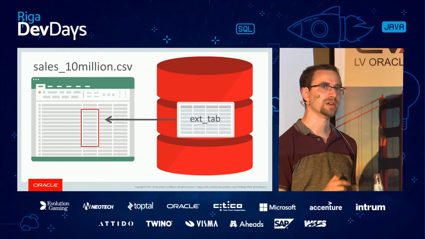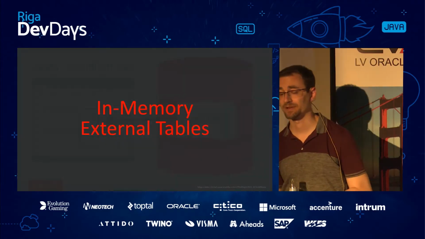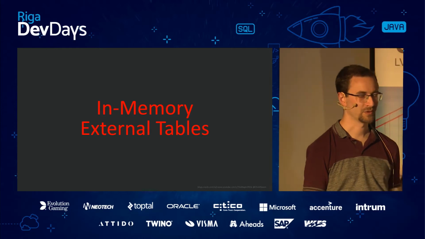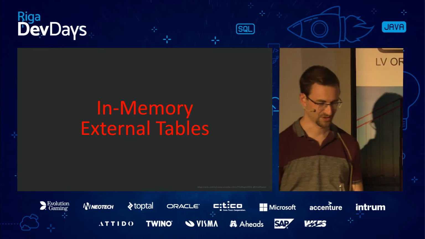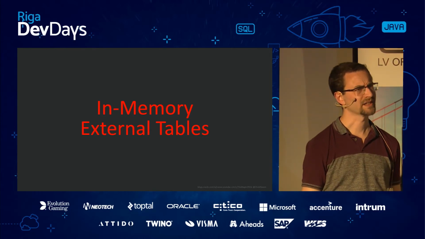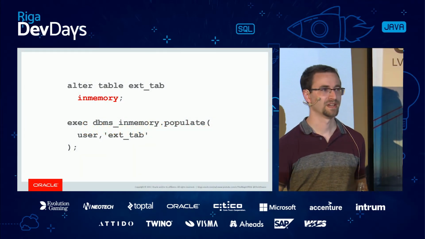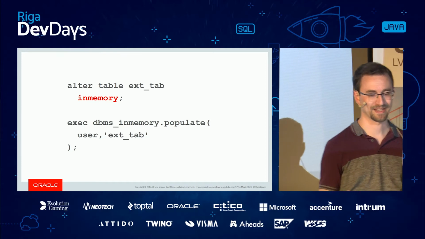18c offers another approach. You still have to load it in, but you can now load it into the in-memory column store. So any of you who are lucky enough to have in-memory can take advantage of this. How does that work? Or how do you do it? Well, quite easy. You set it in memory and then populate it.